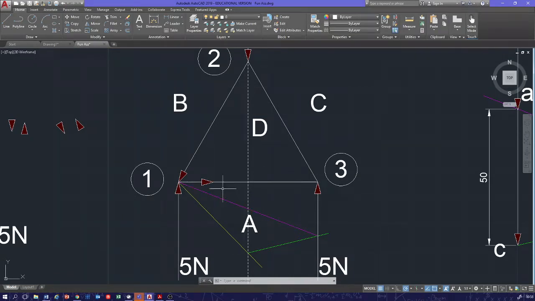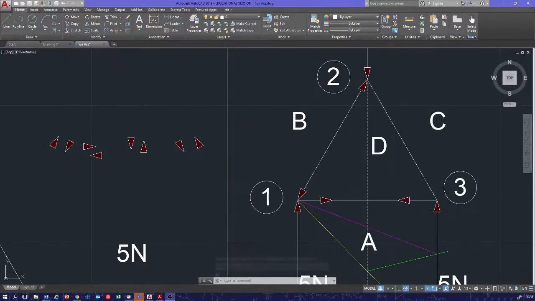So if we have a force on the member pushing that way, well, we must have an equal and opposite reaction from the pin joint pushing in the opposite direction. Likewise, we must have an equal and opposite force at the other joint. So let me just put those arrows on. So now we can see the arrows that I've included there and there for equal and opposite reactions.